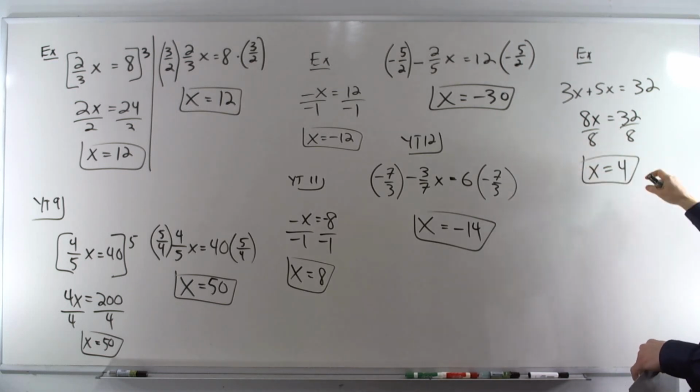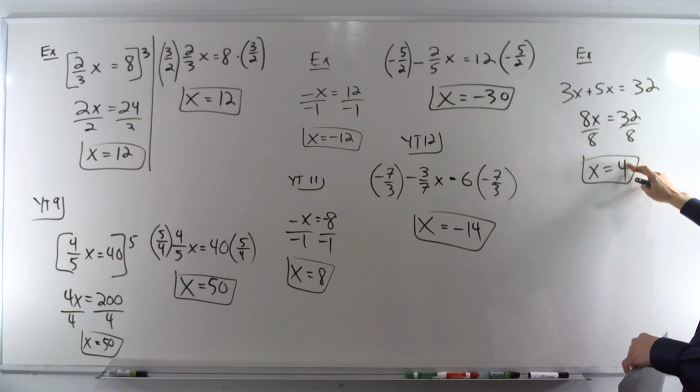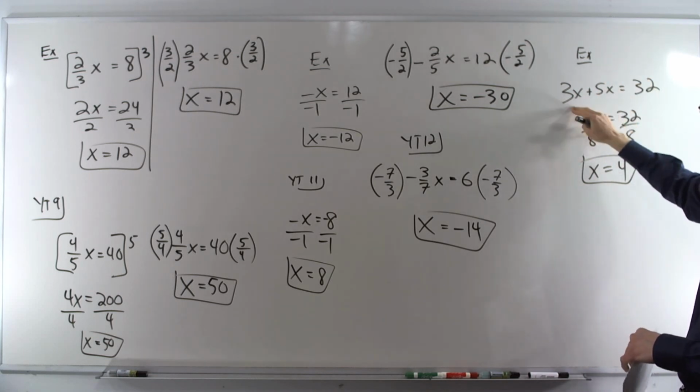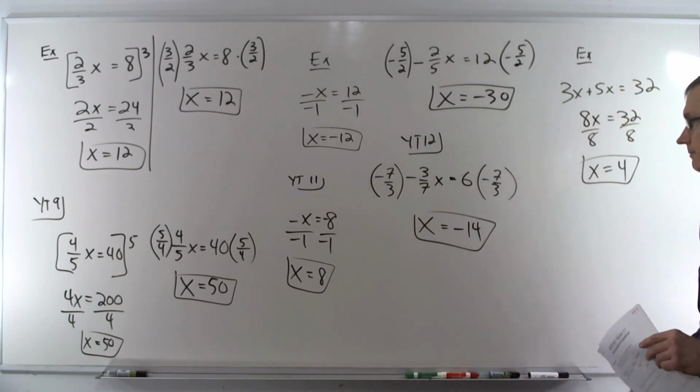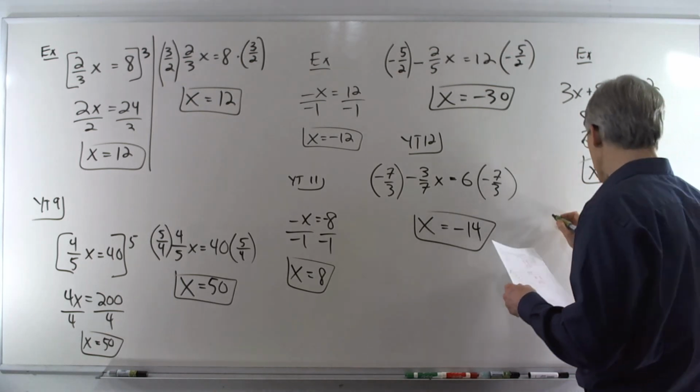Let's make sure that works. 3 times 4 is 12, 5 times 4 is 20, 12 plus 20 is 32. So that checks. Your turn, number 13.